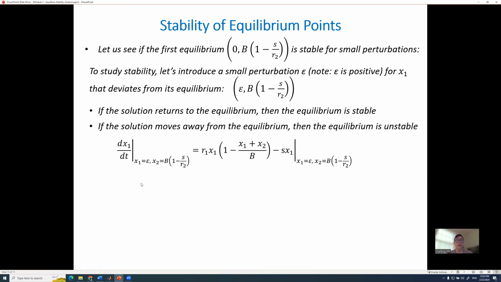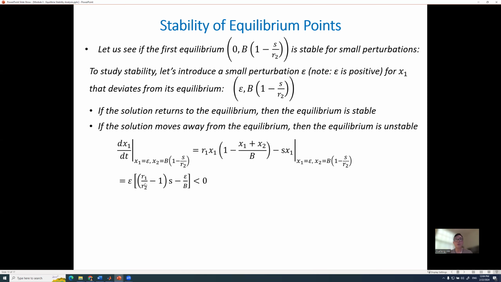So what we're going to do here is take the derivative of x1 around the equilibrium point, when we give a small perturbation for x1, which we call epsilon. So x1 equals epsilon with a small perturbation, and x2 is at equilibrium. We apply these conditions into the right-hand side, and we get this expression here.